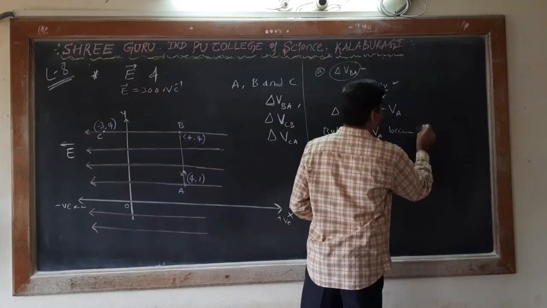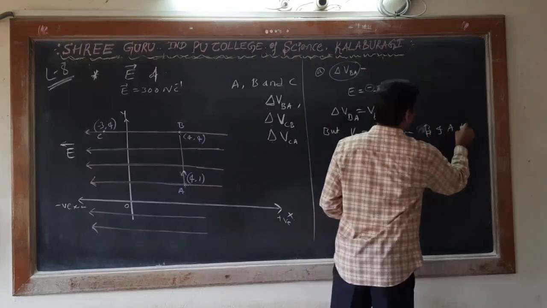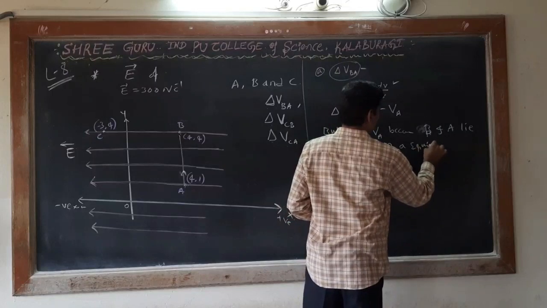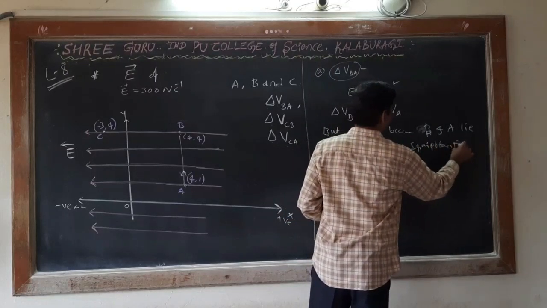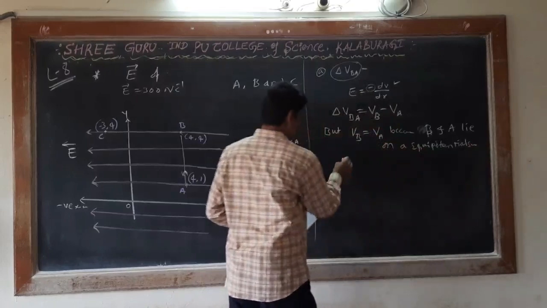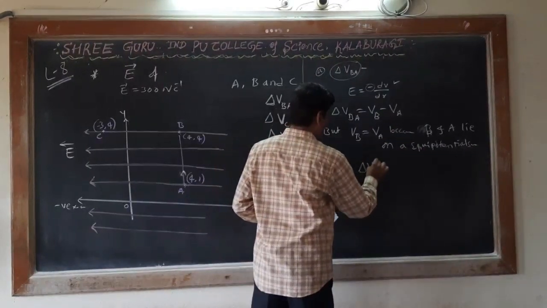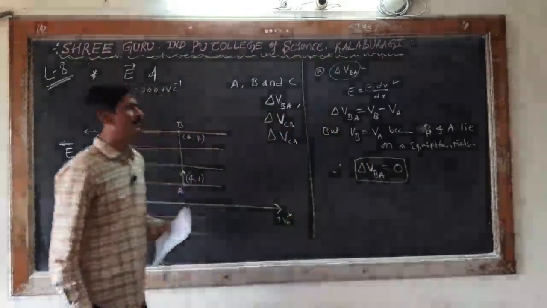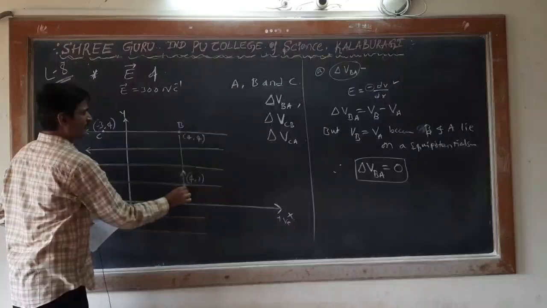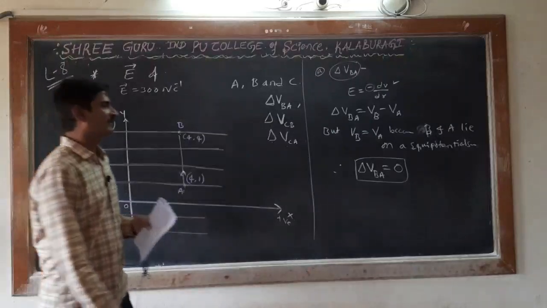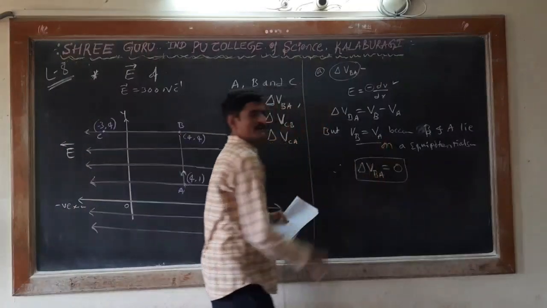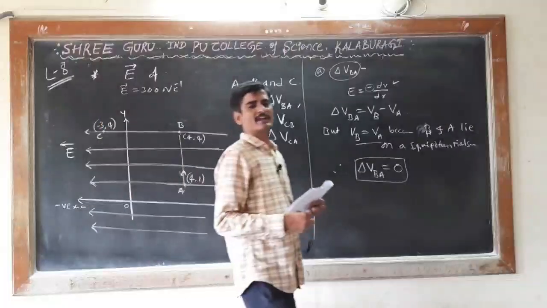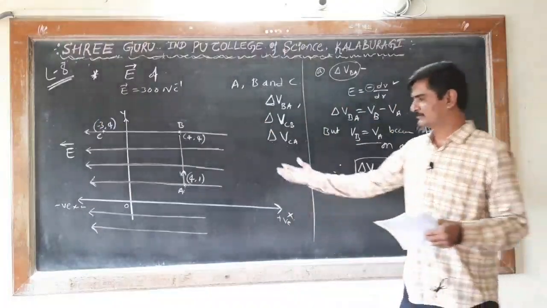B and A lie on an equipotential surface. So therefore delta VBA is equal to 0. Understood? That is, potential difference between B and A will be 0. That means potential at B and potential at A is same. So hence work done in moving a charge over an equipotential surface is 0.